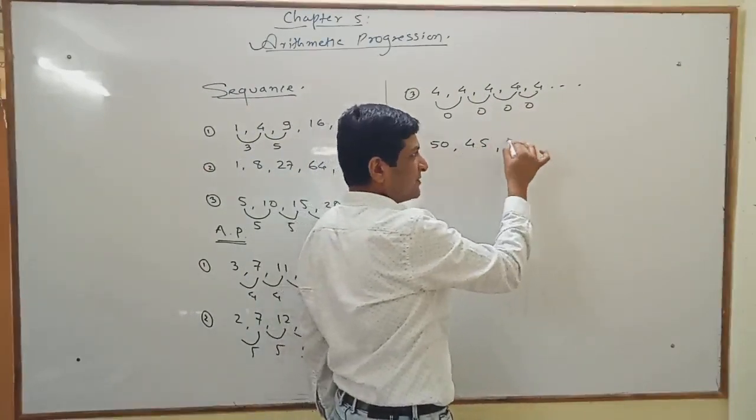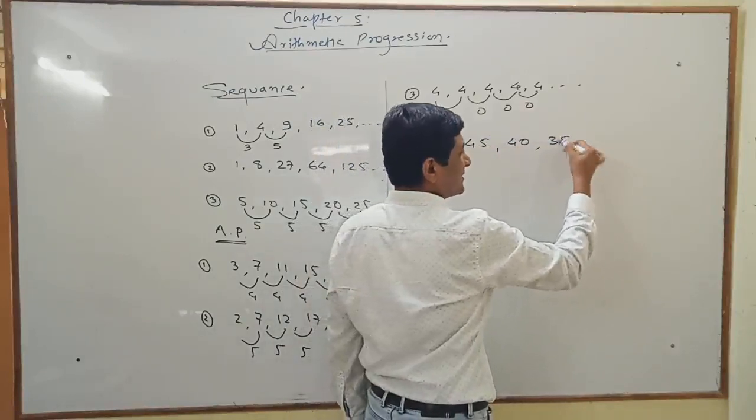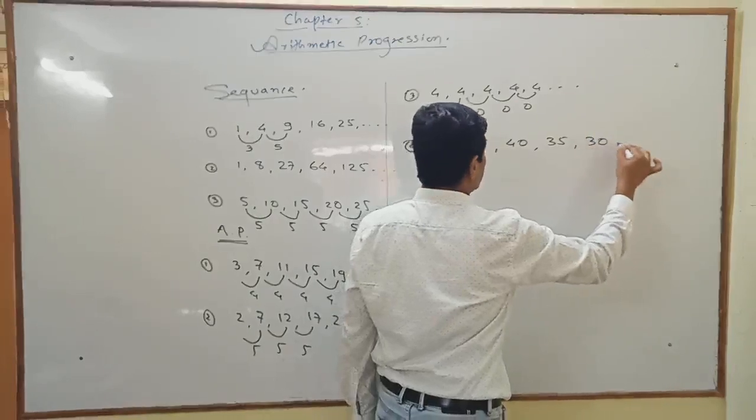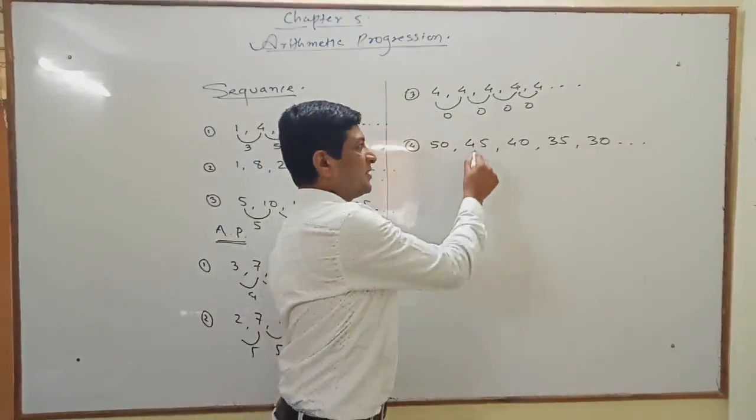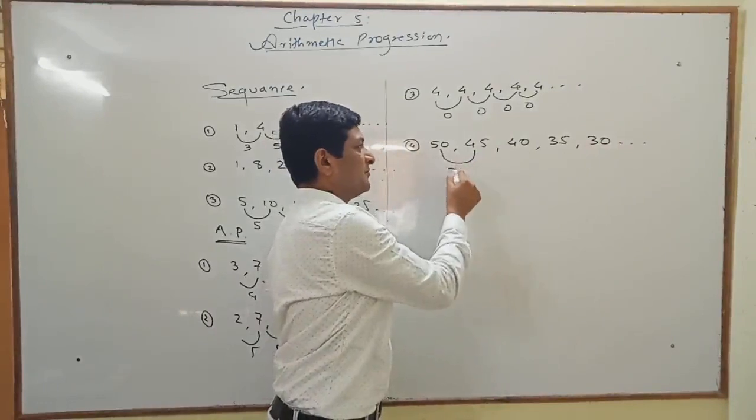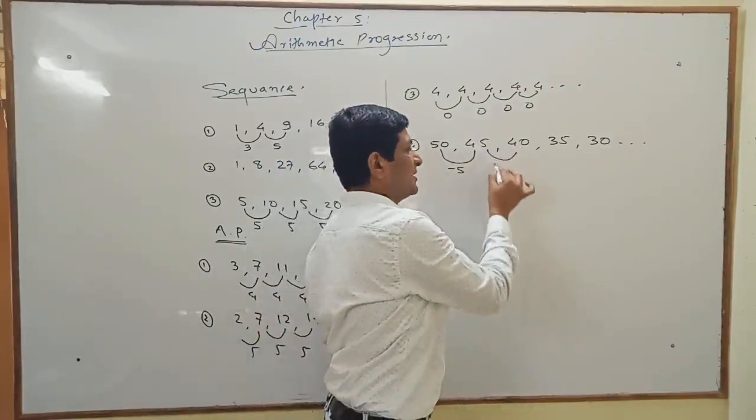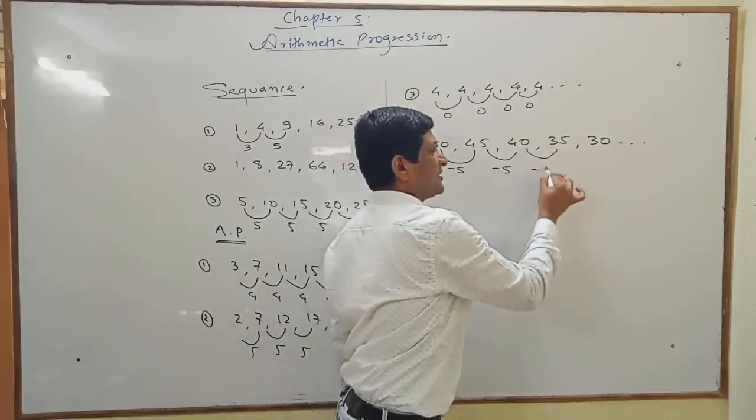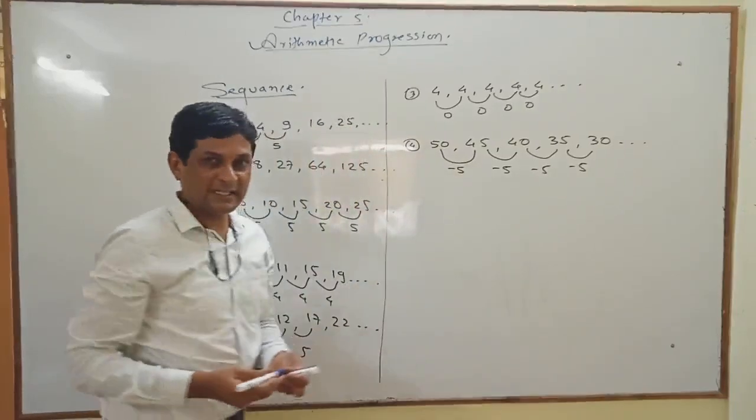45 minus 5 is equal to 40, 40 minus 5 is equal to 35, 35 minus 5 is equal to 30, and continuing this way. Now here, if you find the difference of 45 with its previous term, it will be equal to minus 5. Here 40 minus 45 will be equal to minus 5. In each case, the difference is what? Minus 5.